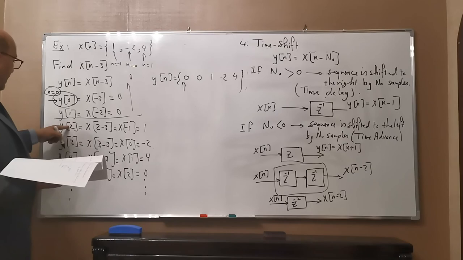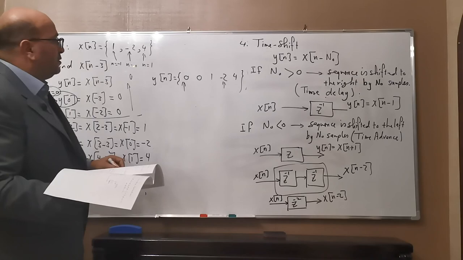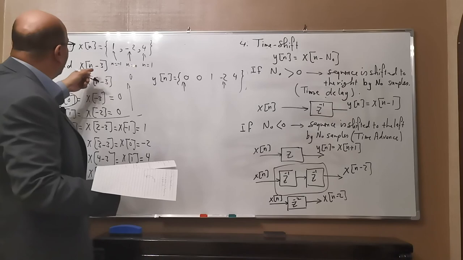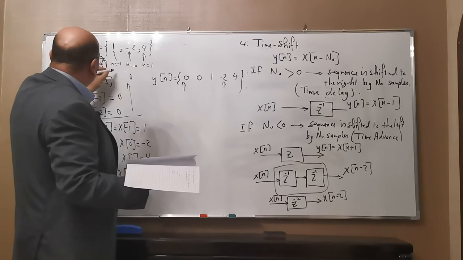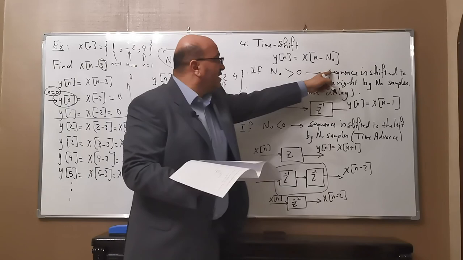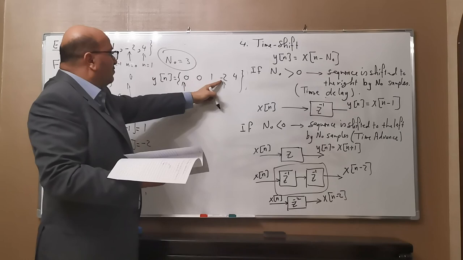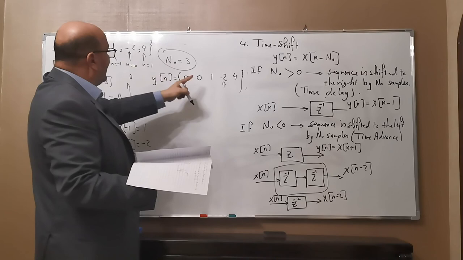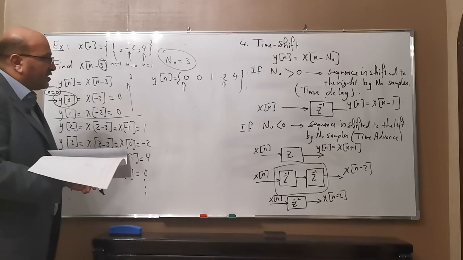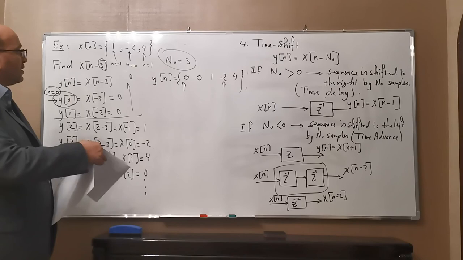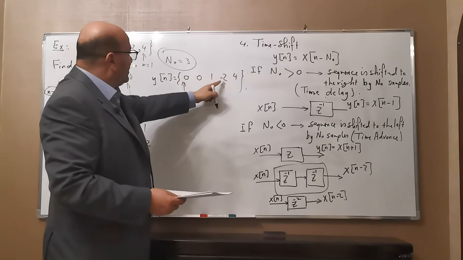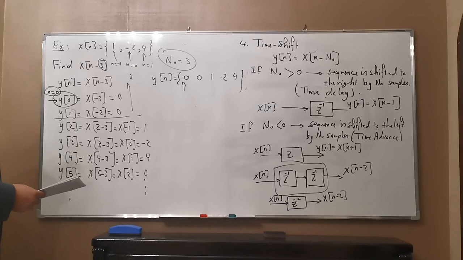And you can see that we take the samples to the right by n0 samples, by 3 samples. So our n0 here is equal to 3. So the sequence is shifted to the right by n0 samples. The element of minus 2 was the second element here, and now it is shifted by, so you have 1, 2, and 3. So we shift it by three samples to the right. Okay, so this is our resultant, y of n, equal to this output. The same sequence shifted to the right by n0 samples. Okay.